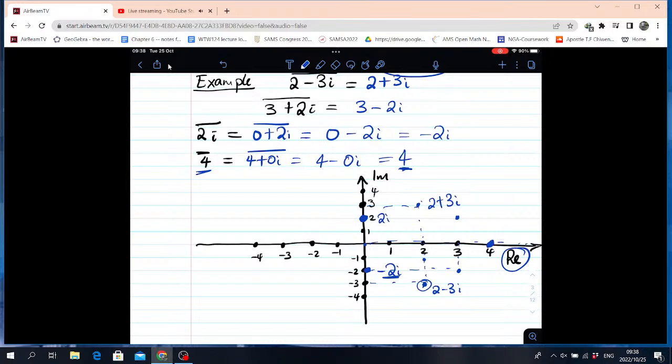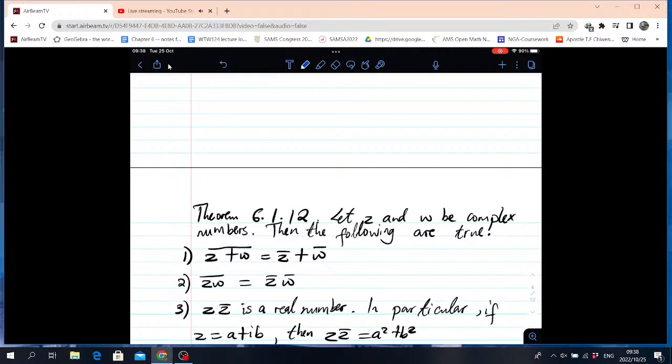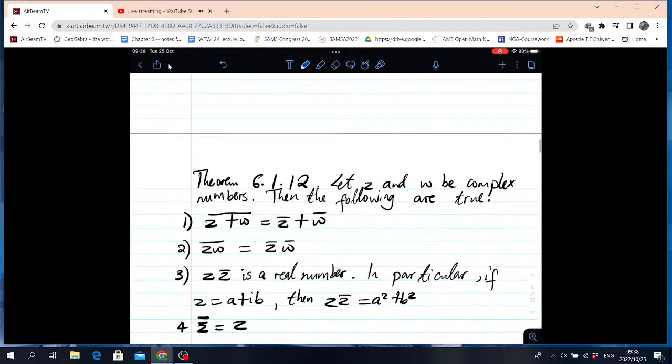Right, let's look at some properties of conjugate complex numbers in relation to the complex numbers. So this is theorem 6.1.12. By the way, if you have questions, just post them. I'll be checking the chat. So the theorem says, let Z and W be complex numbers. Then the following statements are true. So it says the conjugate of the sum of those complex numbers is going to be the sum of the conjugates of those complex numbers. That's the first one here, right?